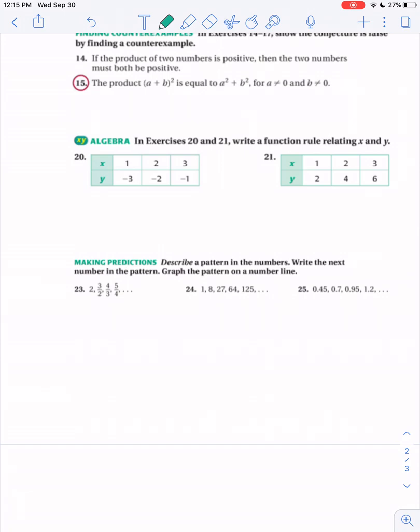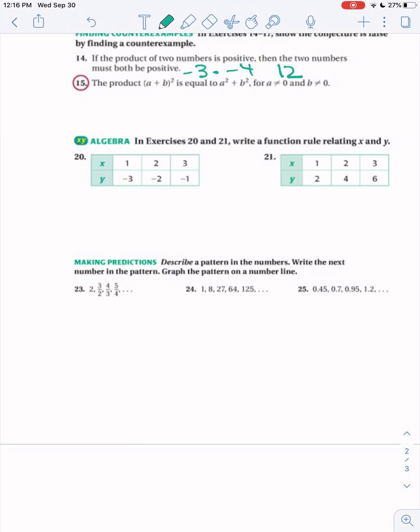So if you can come up with an example where your answer in a multiplication problem is positive, but your numbers are not positive, that's our counterexample. So how about we try -3 times -4, and we get positive 12. So that would be our counterexample, that if you multiply 2 negative numbers, you still get a positive answer.